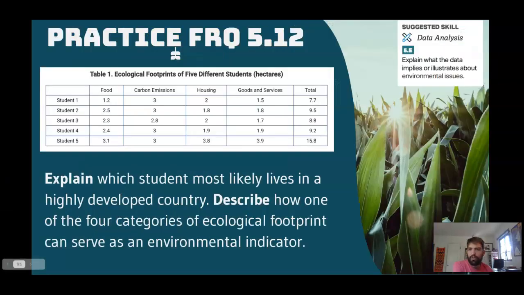So now I want you to practice this FRQ by explaining which student most likely lives in a highly developed country. Describe how one of the 4 categories of ecological footprint can serve as an environmental factor. So go ahead and enter that in the video, and good luck.